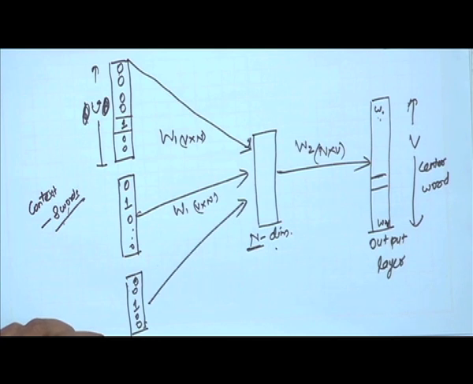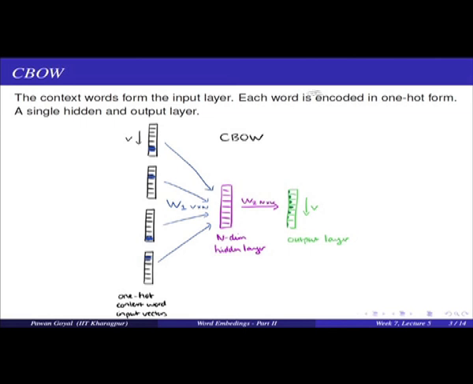Okay. So let us go back to the slides. Each word is encoded in one hot form, that is here. You have a single hidden layer and an output layer. So you have two different weight matrices. One is v cross n, another is n cross v. Okay. So from input you go to hidden, from hidden you go to output. At the output you are trying to predict the center word.